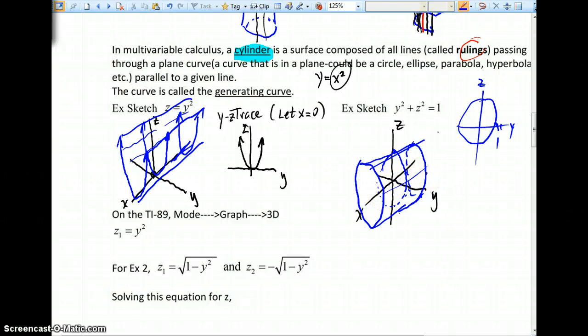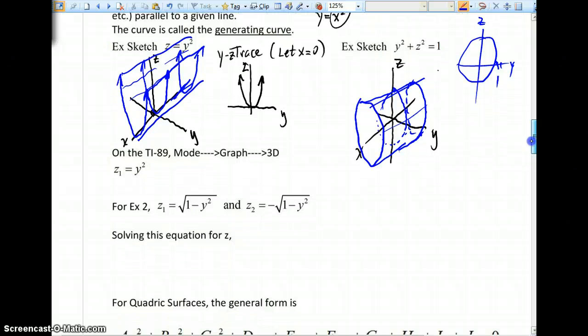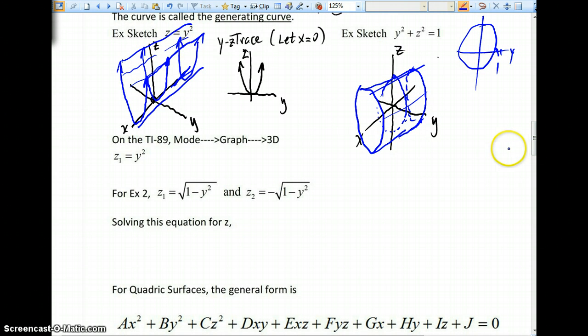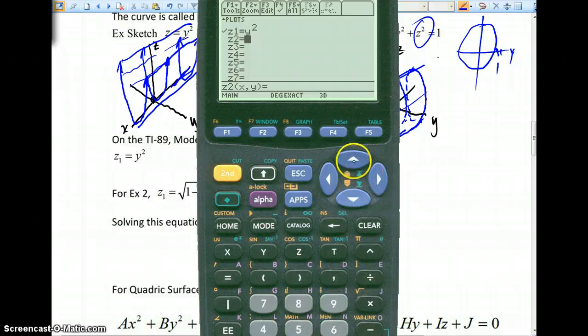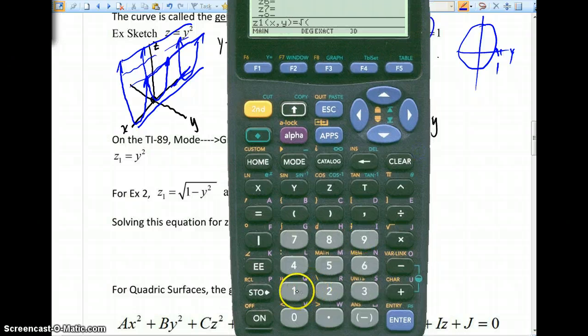I hate to tell you this, but the TI-89 doesn't always do a great job. You can see some guidelines here. Solving for z squared, you can't get two graphs to show up simultaneously on this 3D form here. So if you're solving here, you can read off to the side. You have to have two different solutions. The square root of 1 minus y squared. And tell you what, we'll just graph that alone.